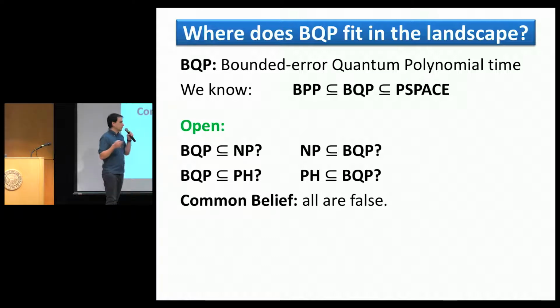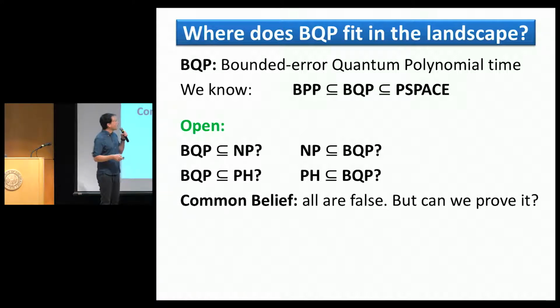What does incomparable mean? That there exists some task that you can solve in BQP but not in NP, and vice versa. There exists some NP-complete task that is not in BQP. Okay, let's say that we want to prove that these containments are false, that there exists some task in one and not in the other.